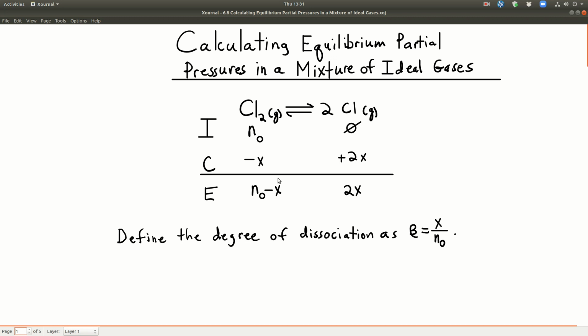Hey guys, so this is section 6.8, calculating equilibrium partial pressures in a mixture of ideal gases. This is basically just an example of how you do it. We'll pick, just like the book did, a really simple example: dissociation of molecular chlorine gas into atomic chlorine gas.